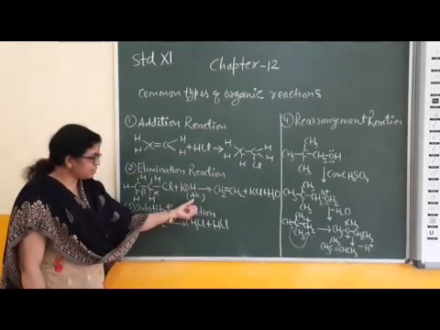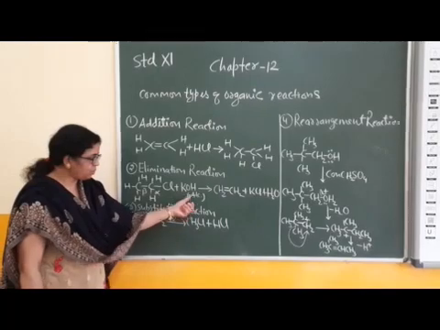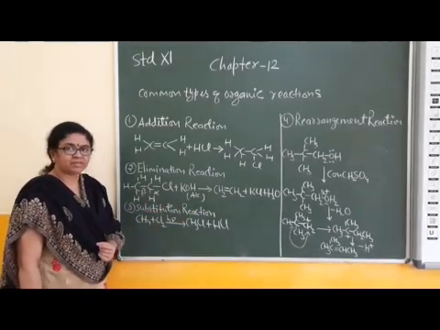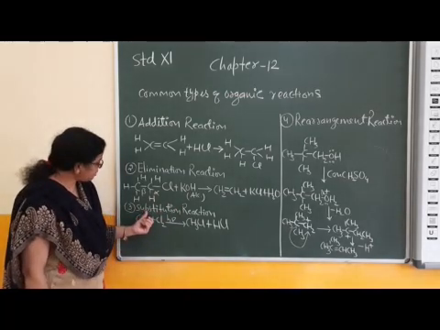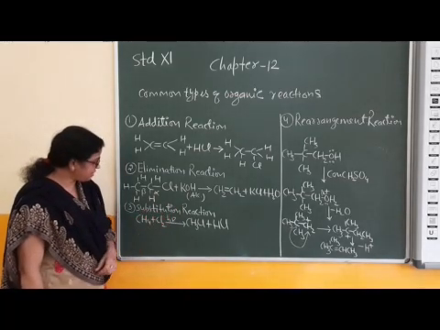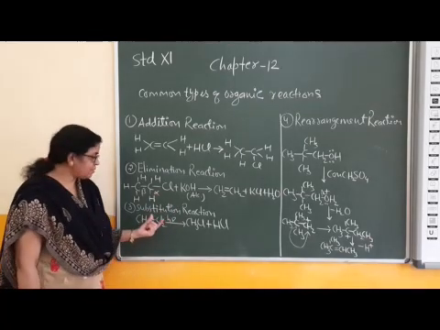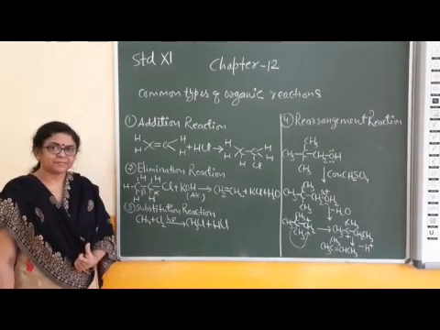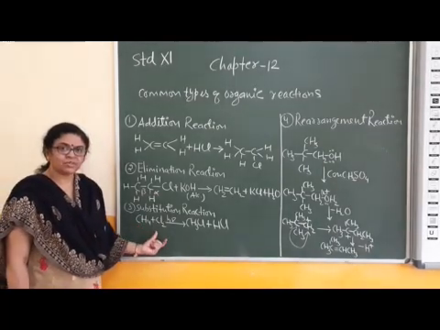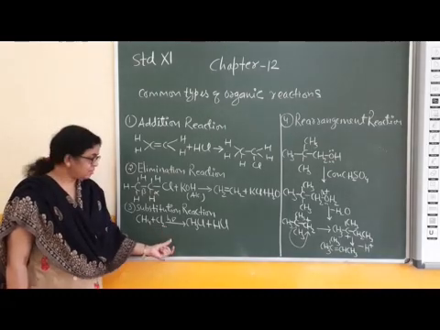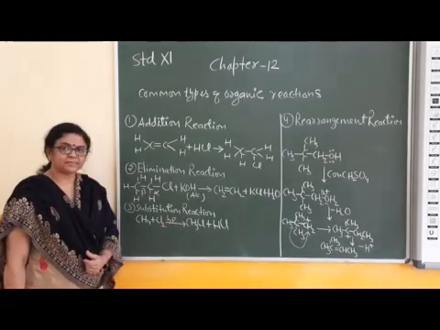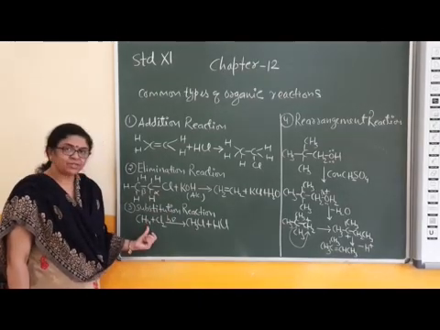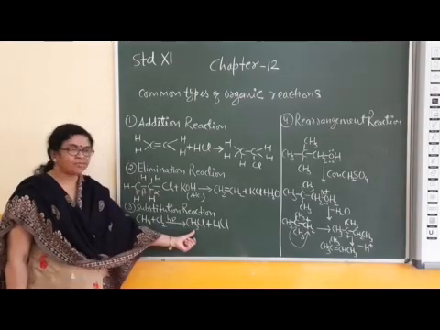Okay children, this experimental condition is important, alcoholic potassium hydroxide. Okay, if aqueous is taken, then displacement occurs. Right? Next is substitution reaction or displacement reaction. Substitution reaction is shown by saturated hydrocarbons like alkanes. Alkanes in the presence of halogen and sunlight give substitution reaction. Here the alkane is methane. Substitution of one hydrogen by one halogen, then formation of halide.